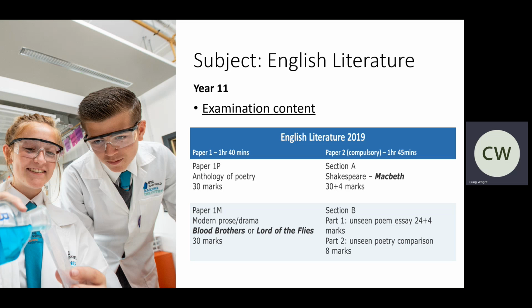The second section of the first paper is the modern prose or drama. Students will either do Blood Brothers or Lord of the Flies. So we've got at least one class that are covering Lord of the Flies as well as a second option. All classes will have covered Blood Brothers, so it's a fallback option even for those that do Lord of the Flies, but there's lots of revision materials available around those.